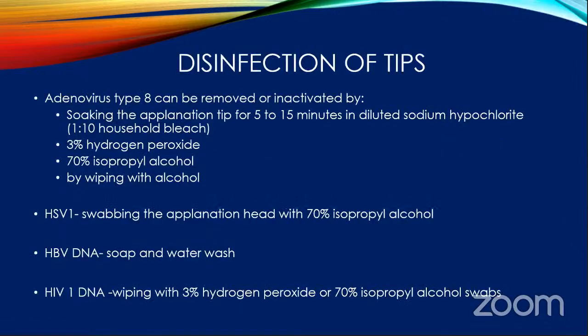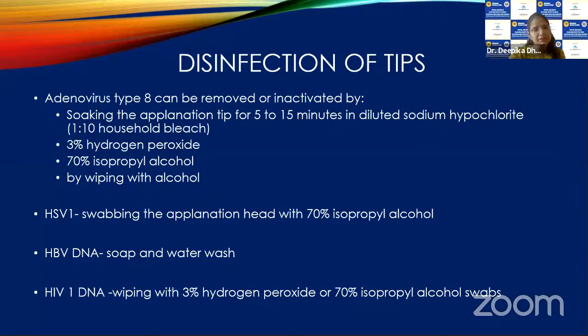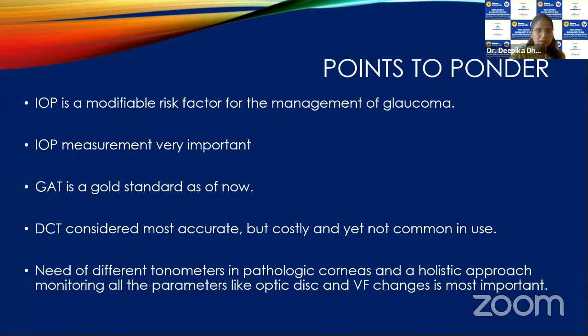Disinfection of tips is also very important to prevent any infection. We all know that adenoviral conjunctivitis can be very common after using Goldmann applanation tonometer. We do see cases of epidemic keratoconjunctivitis. We see so many cases. We can disinfect the tips by soaking for 5 to 15 minutes in dilute sodium hypochlorite. You can use 3% hydrogen peroxide, 70% isopropyl alcohol, or wipe with alcohol. It has been seen that after wiping with alcohol, many of the viruses can be eliminated.